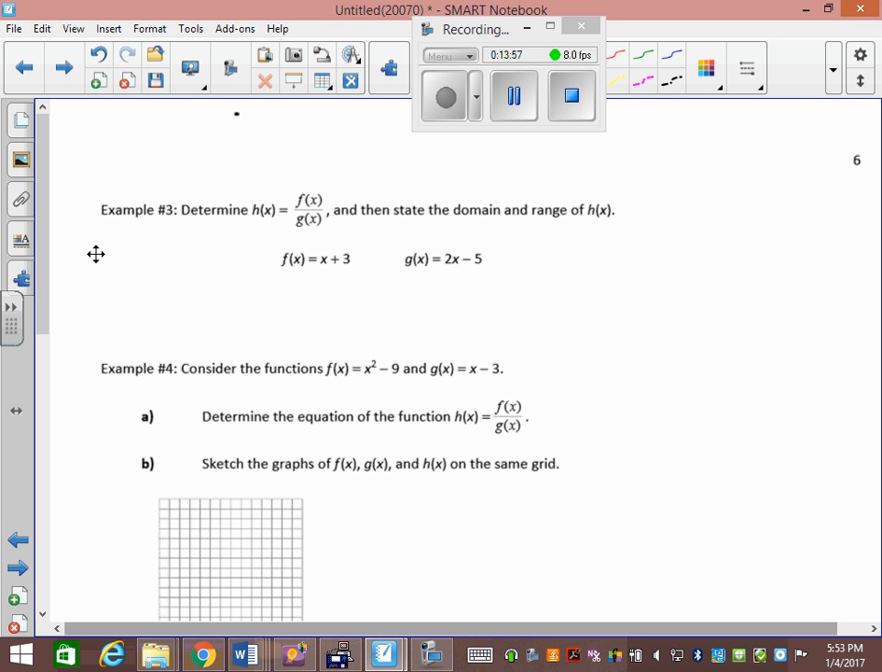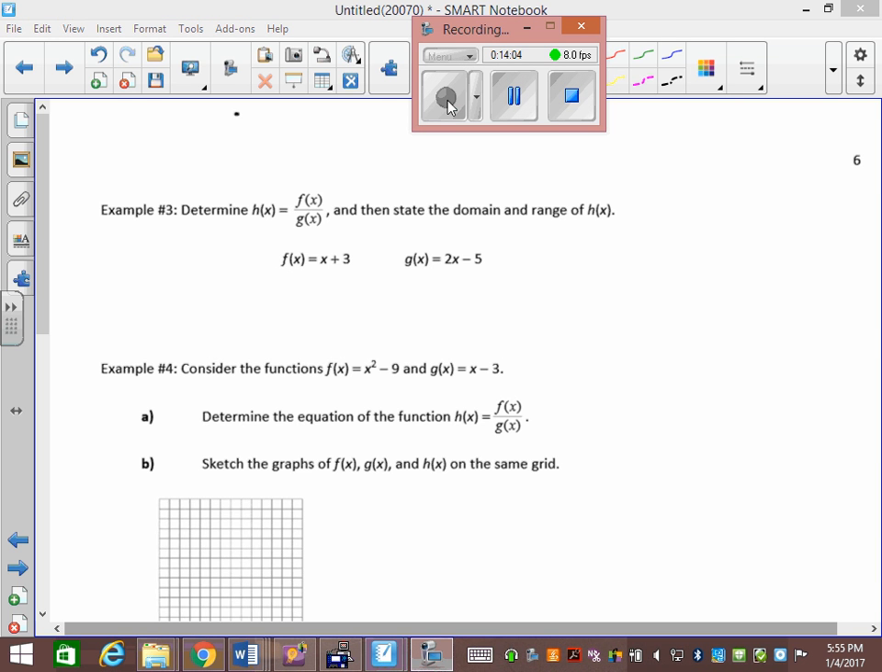Now we're doing division, or getting an answer to a division, which is quotient. Example 3. Determine h of x equals f of x divided by g of x, then state the domain and range of h of x. The moment you have a quotient, you are going to have non-permissible values for the most part, because you have a denominator. Now sometimes you don't end up with non-permissible values.